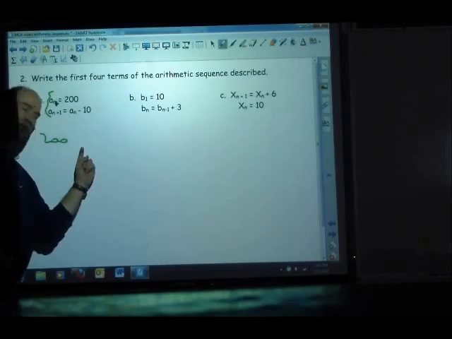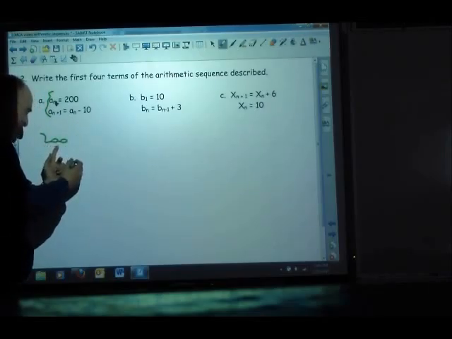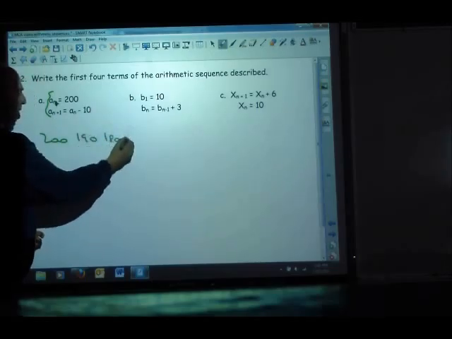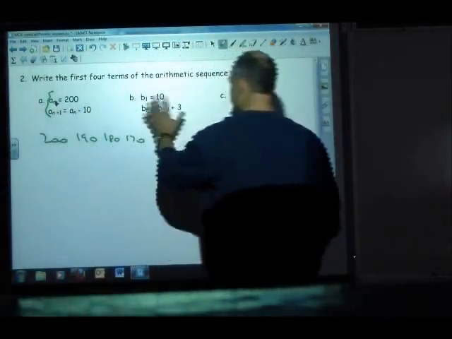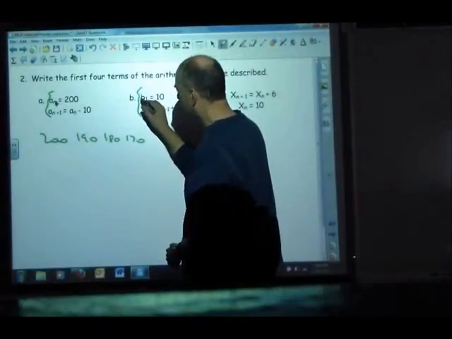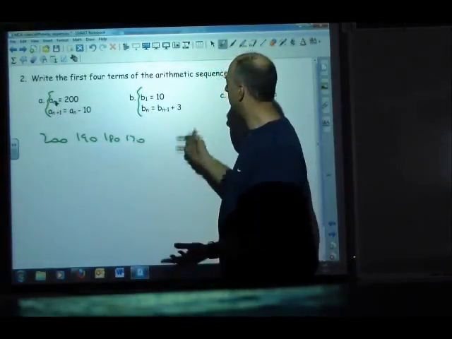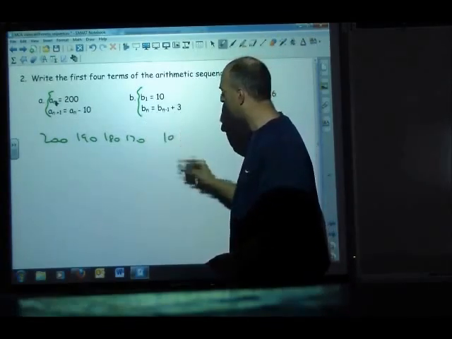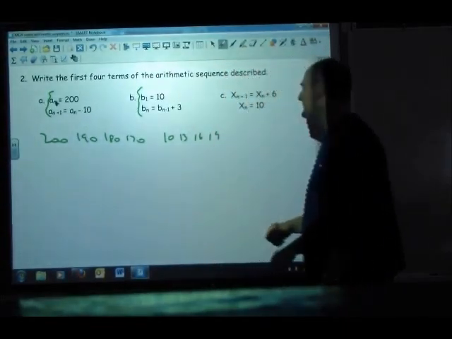So if I want the second term, take the previous and subtract 10 from it. So, okay, 200 take away 10, 190. Get the third term, take the previous and subtract 10, 180. They want the first 4 terms, 170. Alright? So don't let the notation befuddle you. The variable with the value 1 for an index is the first term. So B1 is 10. To get a term down the line, take the previous and add 3. So I got to add 3 now. So 13, 16, 19. Okay?